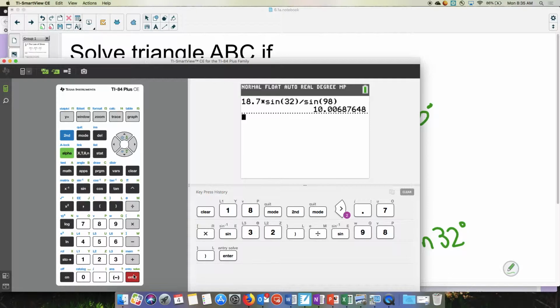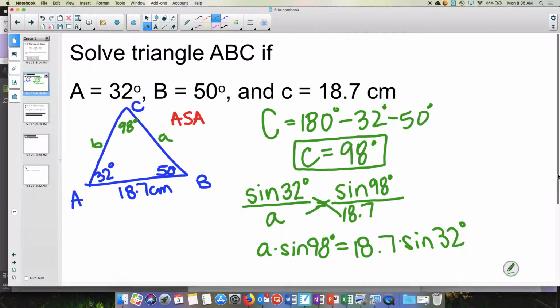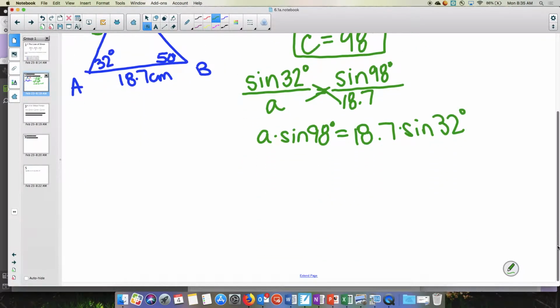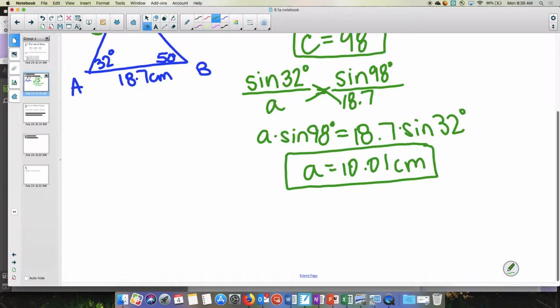So we have, for our side, 10.01. I did give you a label on the given side, so that label would also need to be on the side that we find. We now need to find side B. Okay. So we're going to take the sine of angle B over side B.